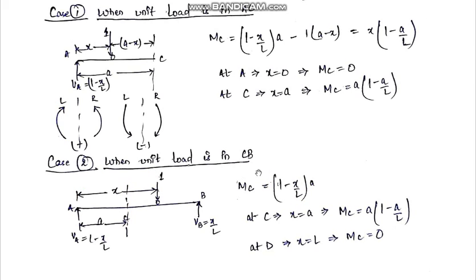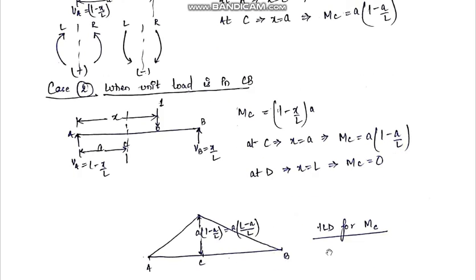So this equation is for CB part, therefore put the limits of C and B. So at C, x is equal to a, so the equation will come out to be a into 1 minus a by L, which is the same as for the previous case. And at B, when x is equal to capital L, the value of MC will come out to be 0. Now after getting the values, just plot the values.